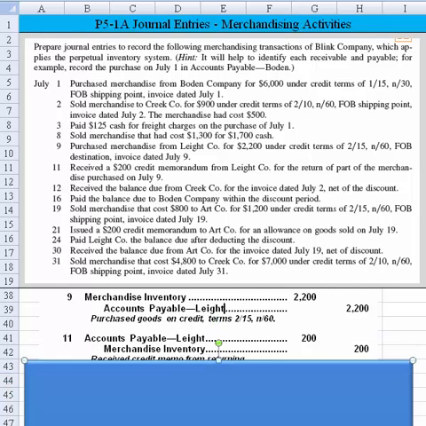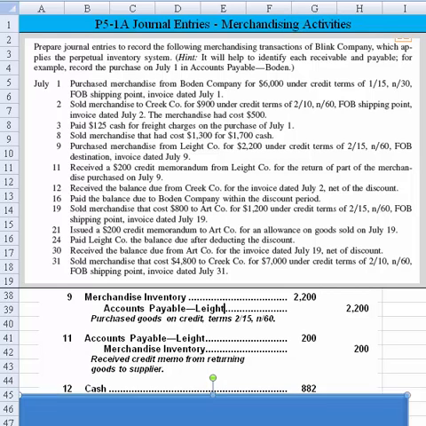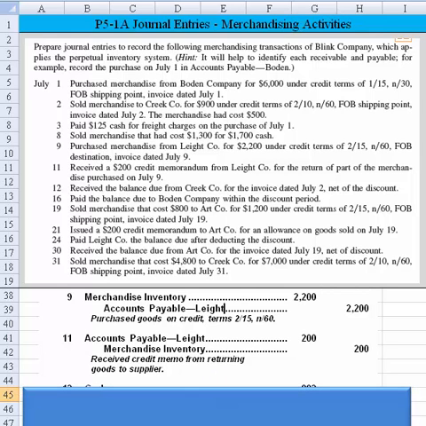Okay, so to record that, we just simply need to show that we're not going to pay the $2,200, so we reduce accounts payable by $200, and we reverse the entry, and we credit merchandise inventory by the $200 that we returned to Light Company.